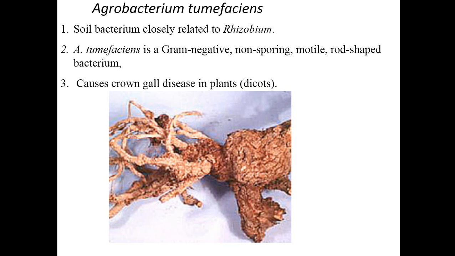extracted from tumor induced plants. So these Agrobacterium tumefaciens, these are gram negative organisms found in soil.